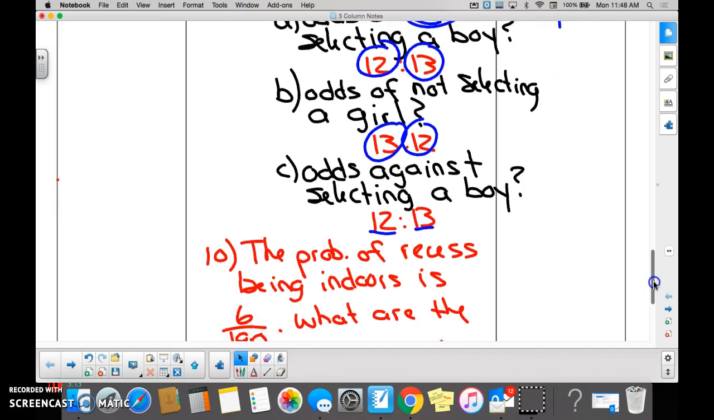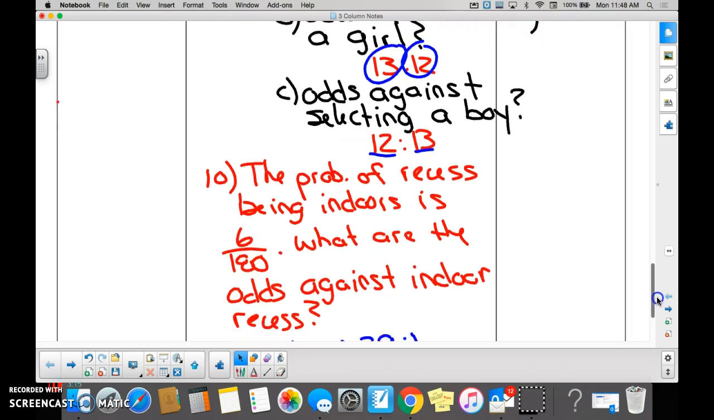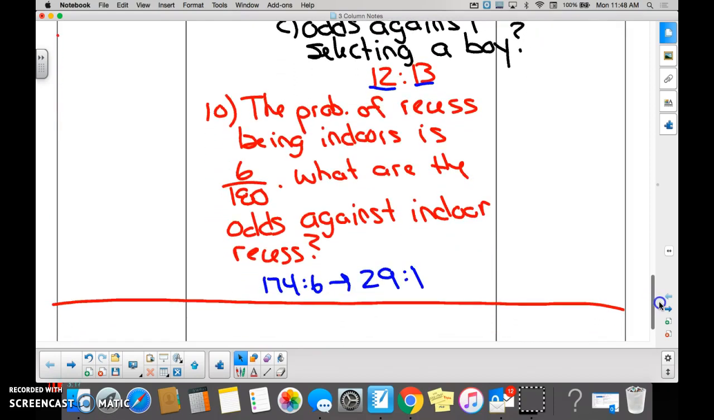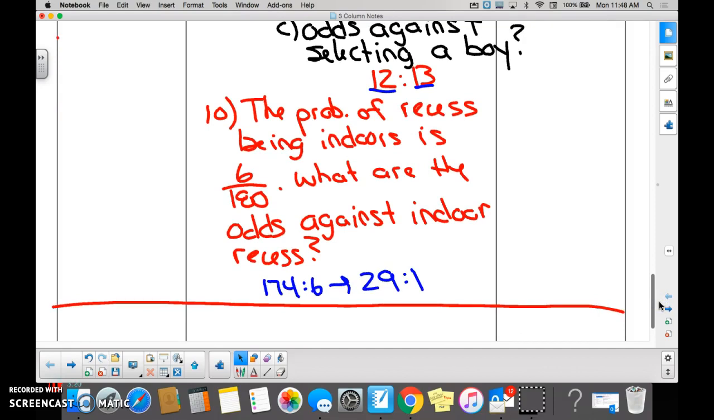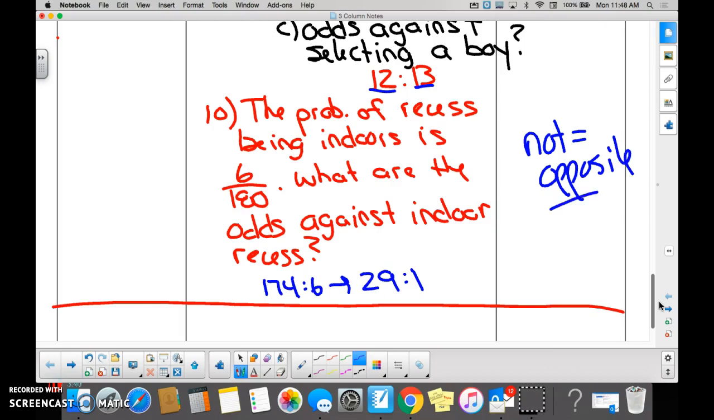And then number 10, I'm not going to go through, but you can read through number 10 on your own. I gave you probability. You needed to convert it to odds and then reduce. Anna? Would not be the same as, now would be the same as against, yep. Because against is going to be the opposite. I encourage you all to write, not that you didn't know this, but to remind you, not means opposite. So B. It's just opposite, yeah. Okay.